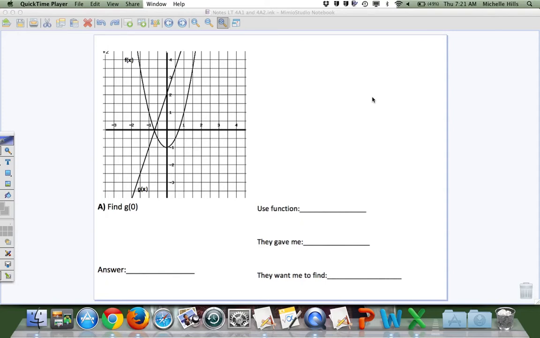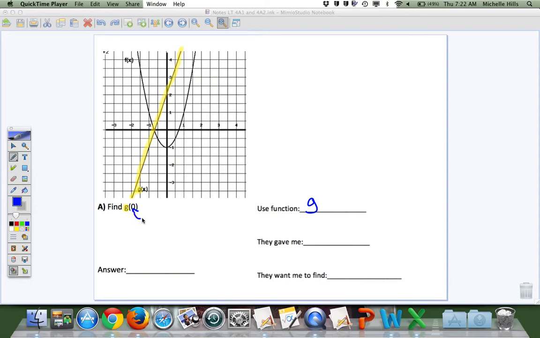Evaluating function notation using graphs, the thought process to begin with is very similar to Learning Target 4A1 when we evaluated them using notation. The very first thing that I'm going to do when I look at this is to determine which function I'm using. This says to use function g, which means in this case I'm going to be using this line, and I'm going to ignore the parabola. So I'm going to use function g.